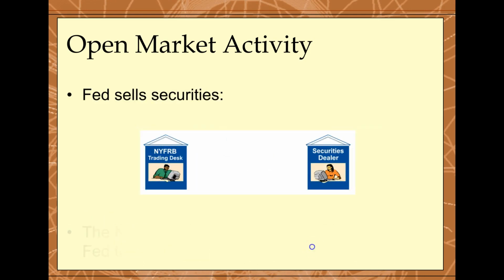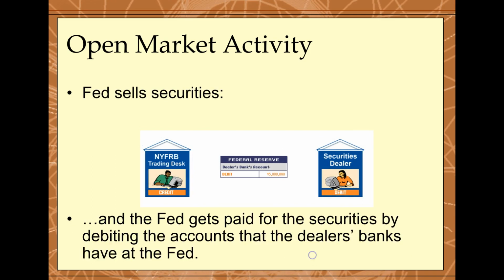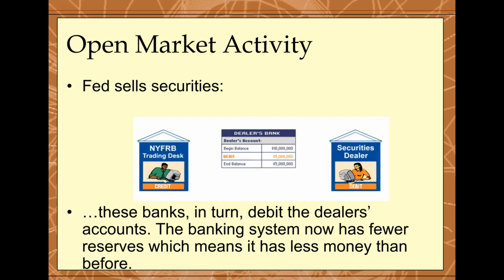Now, when they sell securities, the New York Fed sells the securities on behalf of the Federal Reserve, and the Fed gets paid for the securities by debiting the accounts that the dealers' banks have at the Fed. These banks in turn debit the dealers' accounts. The banking system now has fewer reserves, which means it has less money than before. So that's basically how it works overall.